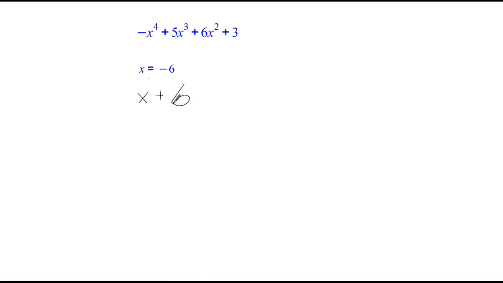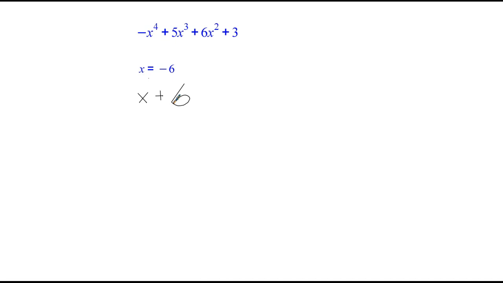So we know that x plus 6 is a factor. Essentially what we're trying to do is figure out if this x plus 6 piece can be factored out of here, and if so, what would be the remaining part? So we're going to use synthetic division in order to do this. We know that x is equal to negative 6 as a solution.